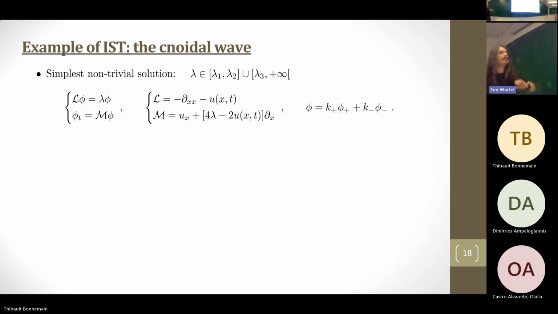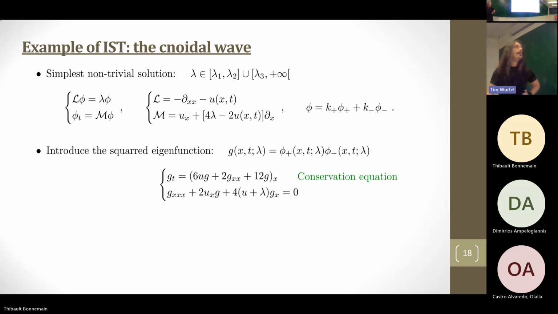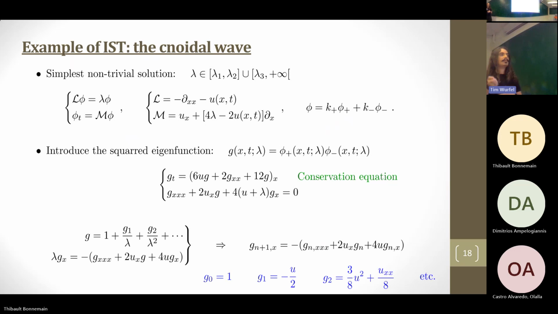Okay. So I'll start by recalling my linear auxiliary problem, and again, I can write a solution as a linear combination of phi plus and phi minus. With that, I can introduce a so-called squared eigenfunction G as just the product of phi plus and phi minus, and I can write equations for it. What's interesting is that the first equation G solves is a conservation equation, which means G is conserved, and we can use it again as a generating function for the conserved quantities. You take G, expand it in terms of lambda, all those G_n are conserved as well, and you use the second equation to set up a recursion relation, and then you generate all the conserved densities that way.